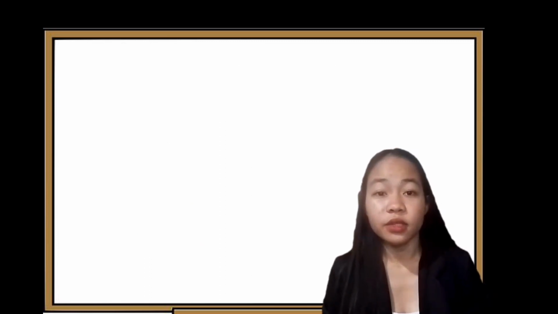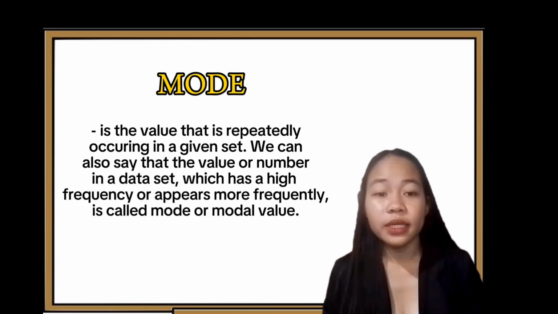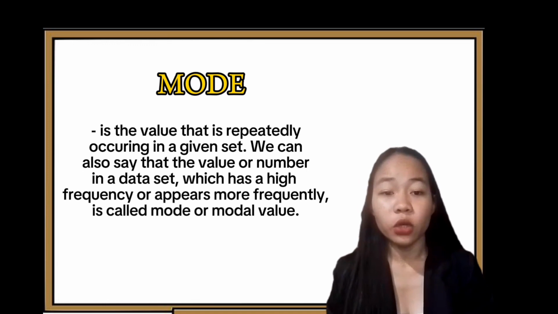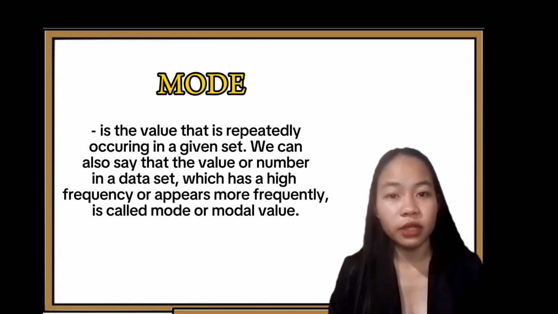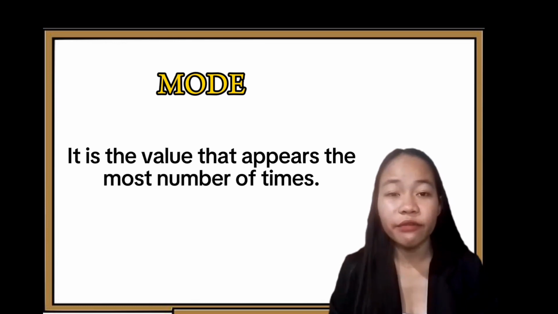So the next is the mode. Mode is the value that repeatedly occurs in a given set. We can also say that the value or number in a dataset which has a high frequency, or appears more frequently, is called the mode or modal value. So the mode is the value that appears the most number of times.